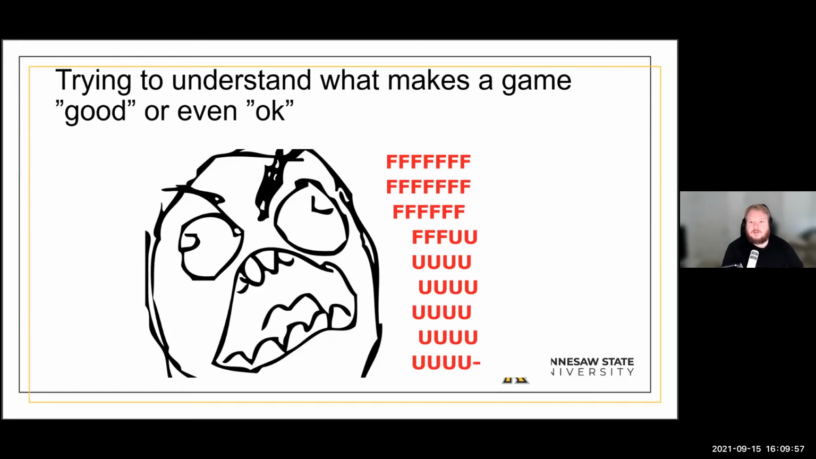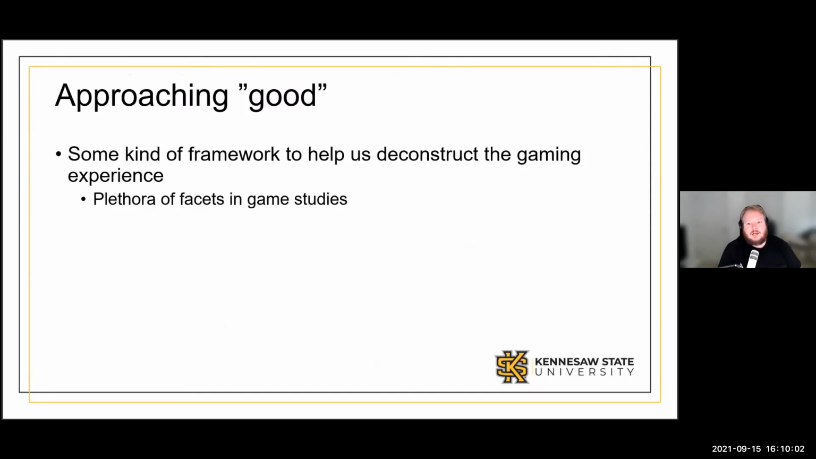So what I'm trying to get at is that instead of finding one thing that makes stuff good, we maybe need some kind of almost limit function type deal, where we're slowly approaching good for a game, right? So we essentially need some kind of framework to help us deconstruct what this gaming experience is. And we are fortunate that the field of game studies has given us a plethora of different facets that we can use to understand a game. The thing is that integrating these facets into a model is super difficult.